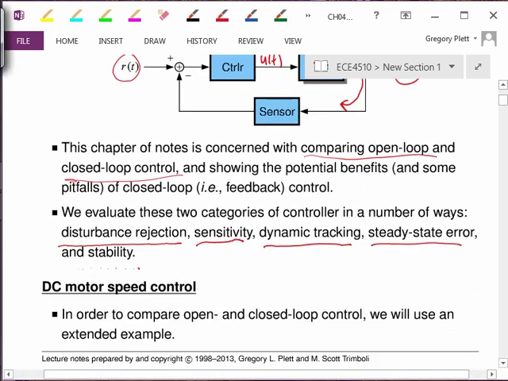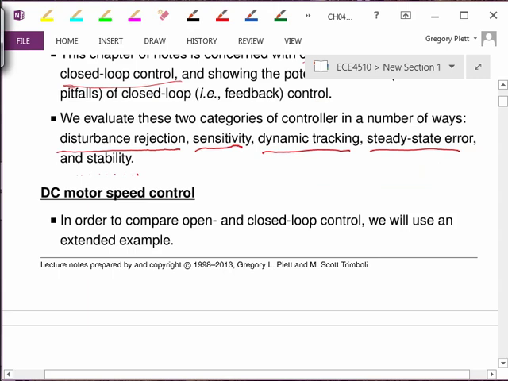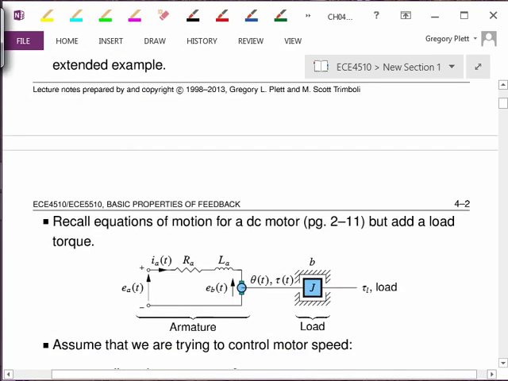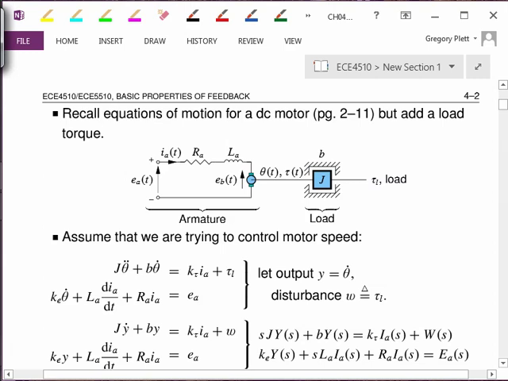In this chapter, we are going to use a really extended example. So this section that we're in right now has the goal of setting up the example that will be used. And we're going to be looking at speed control for a DC motor. You might recall that we developed the equations of motion for a DC motor back in Chapter 2. The picture is repeated here.